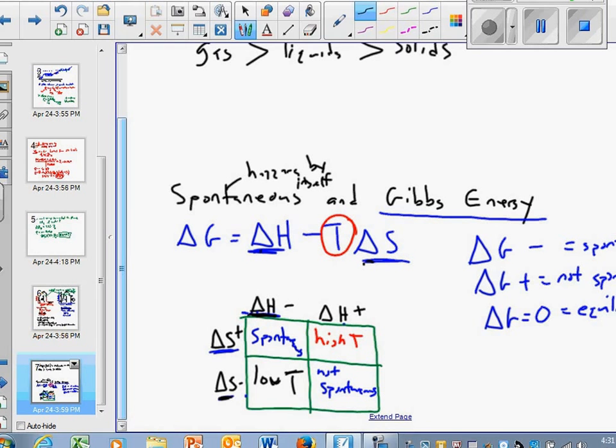So here's the good thing. Most of us think of negative as low and positive as high. So when both things are positive, it works at high temperature. High for positives. When both things are negative, it's low.